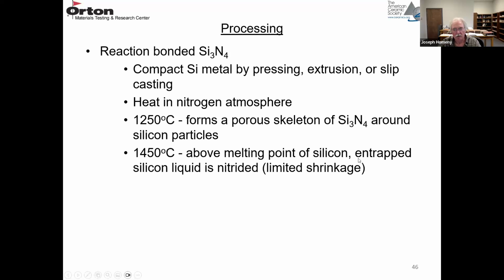You form this skeleton, you trap the liquid silicon in this skeleton, and then you nitride it. So you're accelerating the nitriding process at 1450 degrees C. And this is another process where you have limited shrinkage. So it's a net shape forming type process.